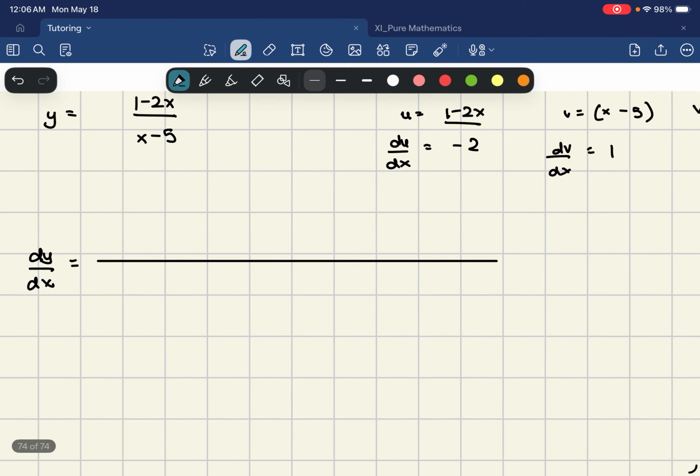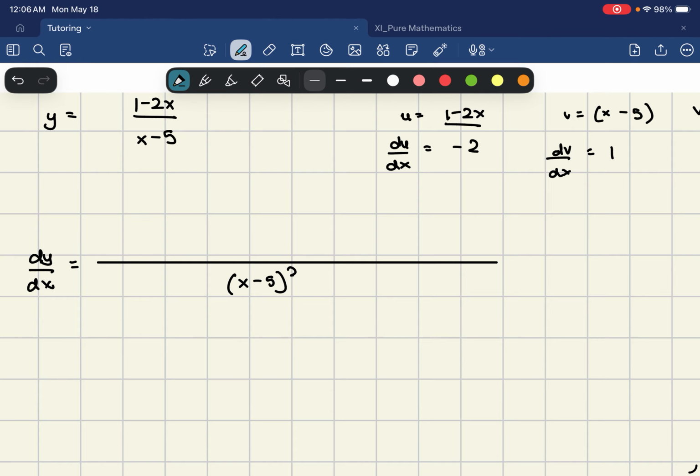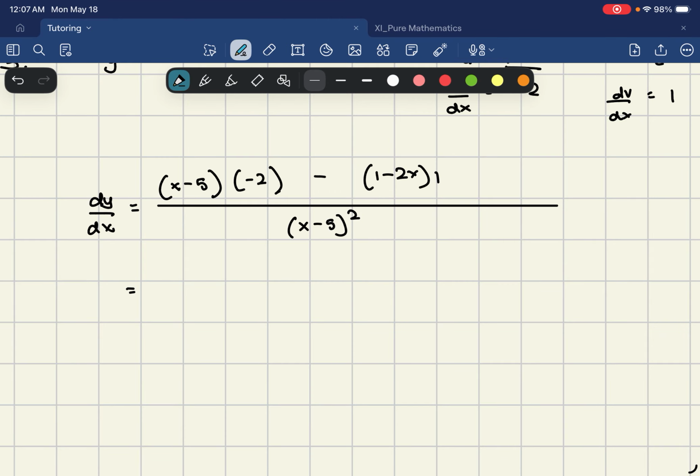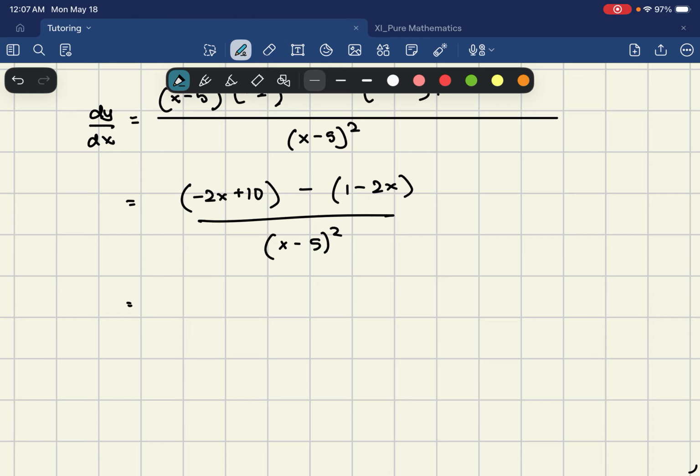V squared is this expression, x minus 5 squared. V is x minus 5. du by dx is minus 2, minus u is 1 minus 2x, and dv by dx is just 1. All right, so I have minus 2x plus 10 in my numerator, minus 1 minus 2x, divided by x minus 5 squared. So if I simplify, I'm going to get plus 2x here, so I get 9 over x minus 5 squared, again, if you simplify.